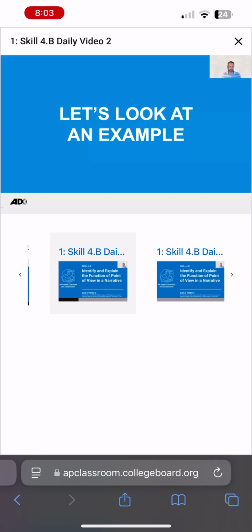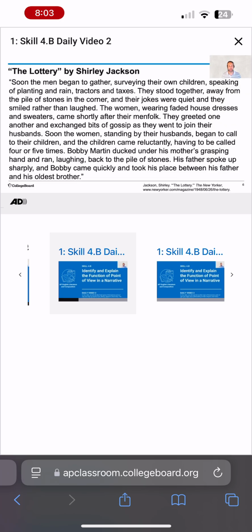Let's break it down. Here's an example, just like I mentioned, it's The Lottery by Shirley Jackson. And I'll read this paragraph to you so you can get a feel for it. And I want you to pick up on some of those cues as to which type of third-person point of view we have here.